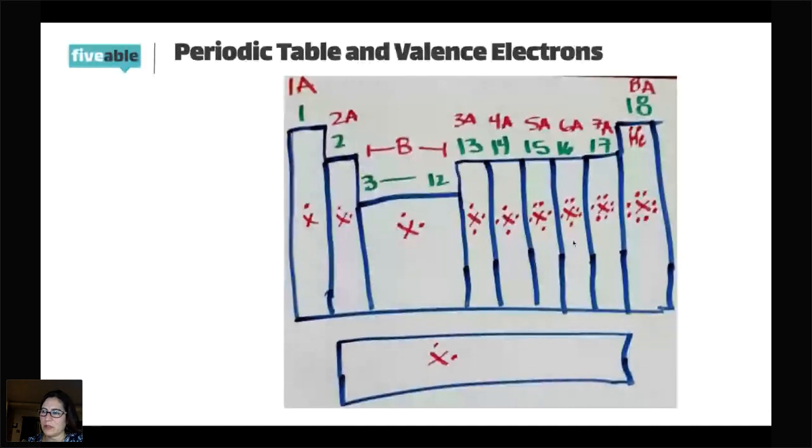For groups. Excellent. 2 negative, and then the charge for 7A. 1 negative, correct. Lastly, the noble gases, what charge do they have? 0. Excellent, Nicole. Yes, this is correct.